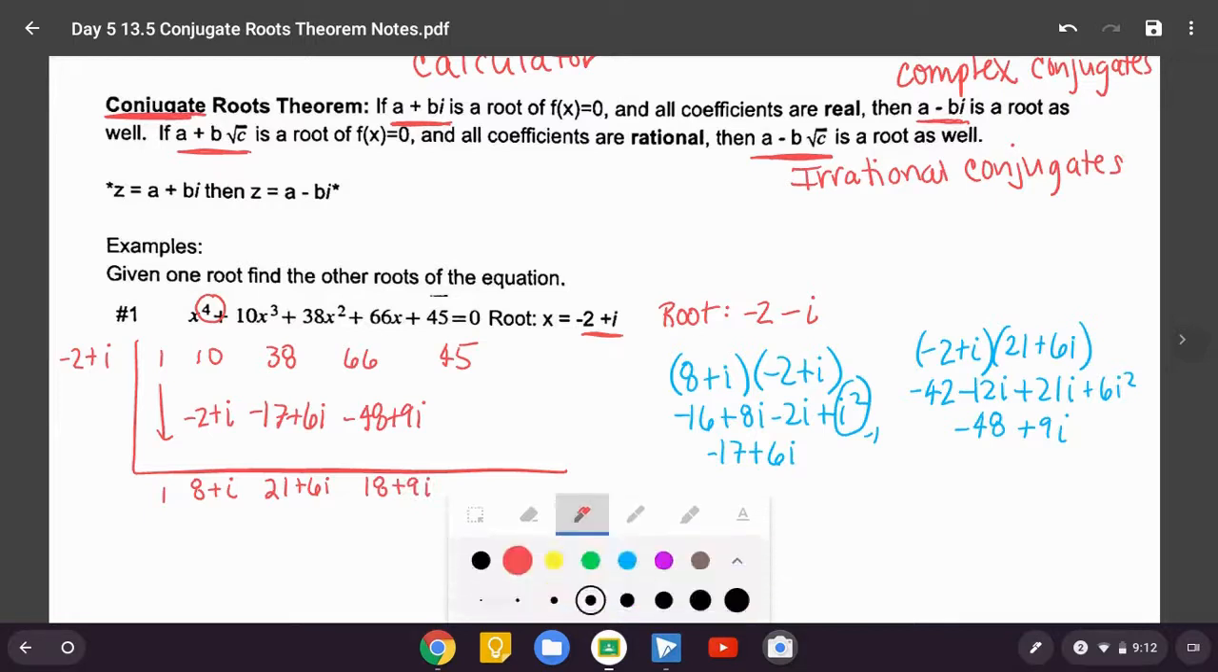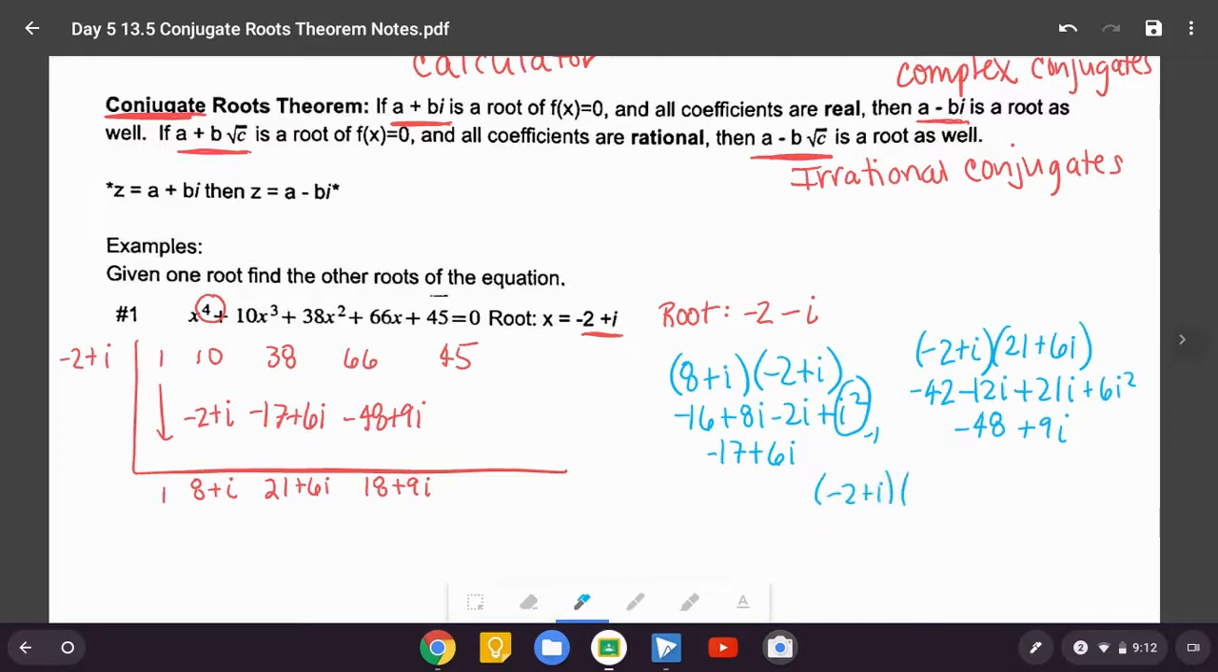All right, so I'm going to multiply one more time, and I have -2 plus i times 18 plus 9i. And that gives me -36 minus 18i plus 18i plus 9i squared. If you notice, now we're getting to things that cancel out, which gives me -36 minus 9, which is -45. And this is a good sign because when we add this together, we get a remainder of 0, which is proving that -2 plus i really is, in fact, a root of the original polynomial.